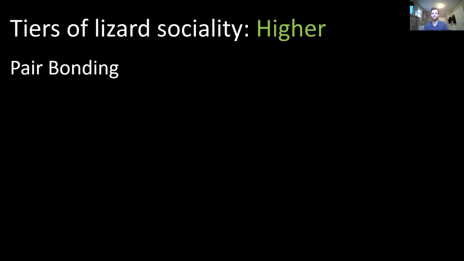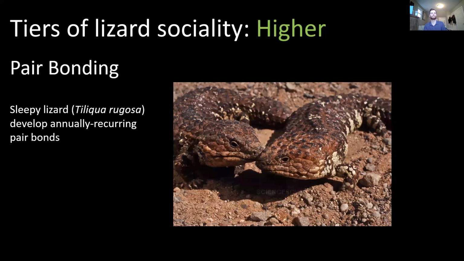So the next tier up in the sociality chain is pair bonding. When we hear of pair bonding, we usually think first of ourselves as humans and other primates, then animal counterparts, again, like primates, birds. But a few species of lizards do demonstrate this bonding behavior, the most notable of which is the sleepy lizard from Australia. Sleepy lizards are medium-sized, heavy-bodied skinks that form a pair bond with a member of the opposite sex during the spring mating season.